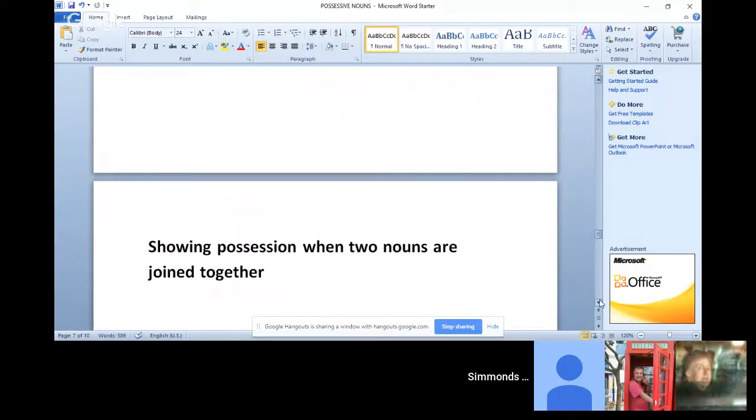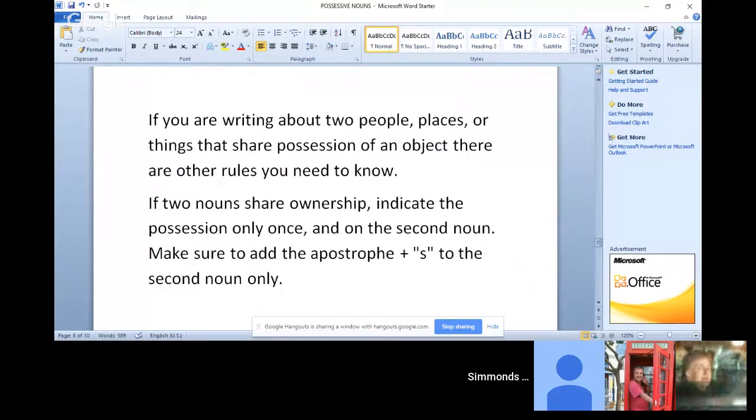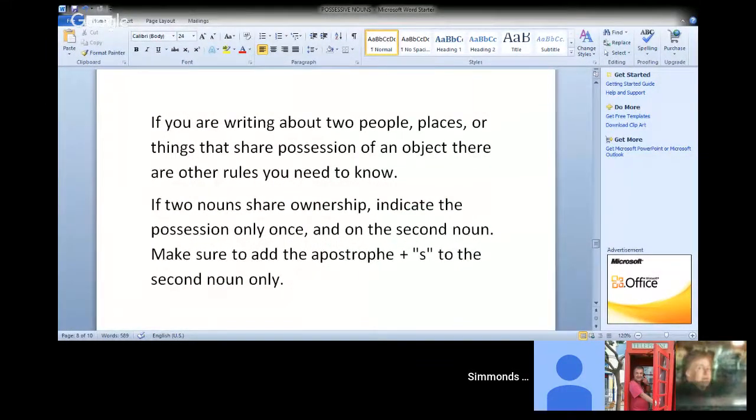Now we're going to get to showing possession when two nouns are joined together. So that's what you were kind of saying, Ken. Masako, could you read what we have on the screen? If we are writing about two people, places, or things that share possession of an object, there are other rules you need to know. If two nouns share ownership, indicate the possession only once, and on the second noun, make sure to add the apostrophe plus s to the second noun only. To the second noun only, I see.